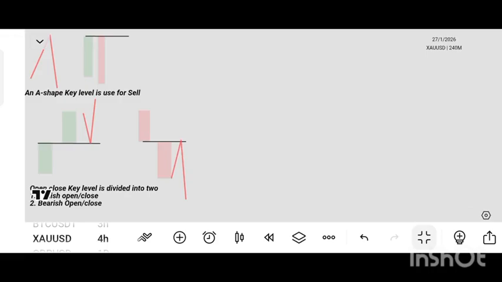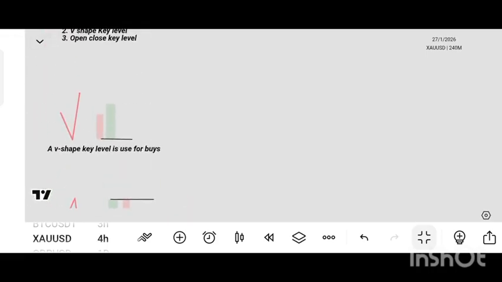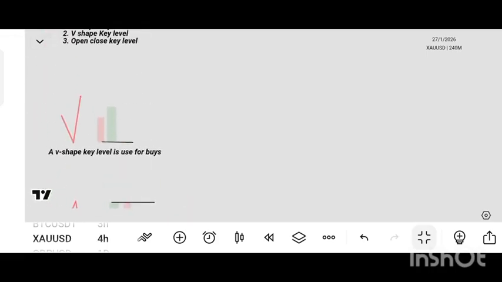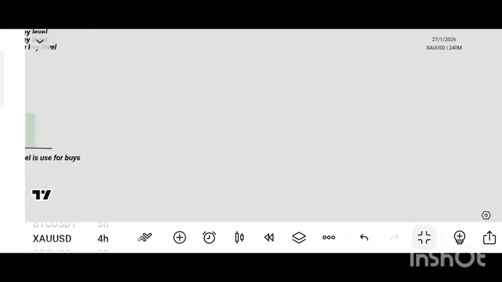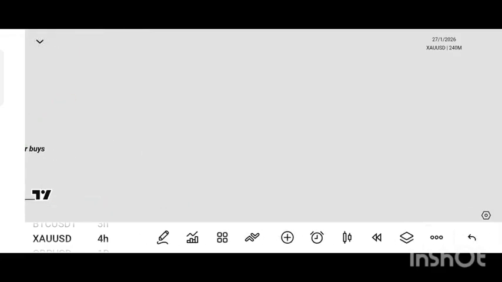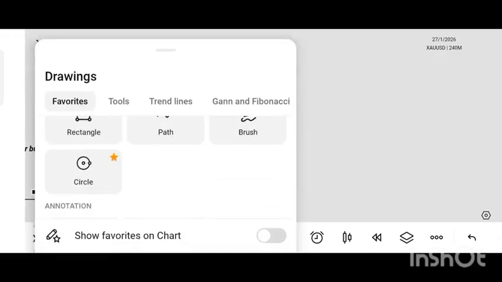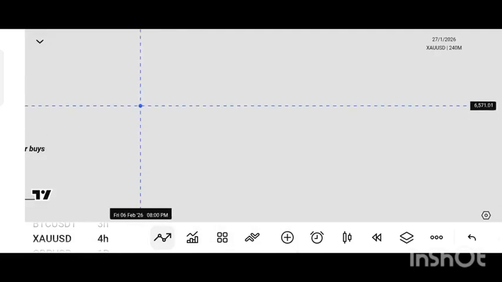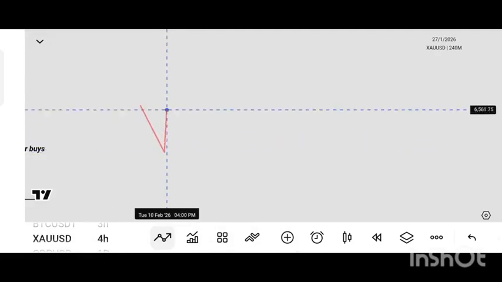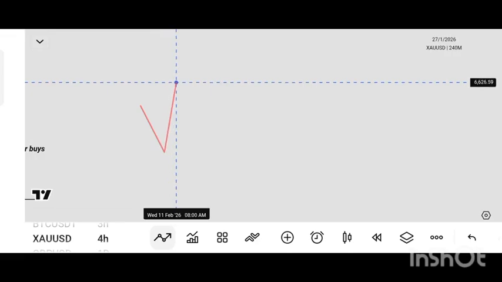So a V-shaped key level is used for buys. That's what we said, right? Why is it called a V shape? When you are looking at it, it looks like a V. That's what it looks like.